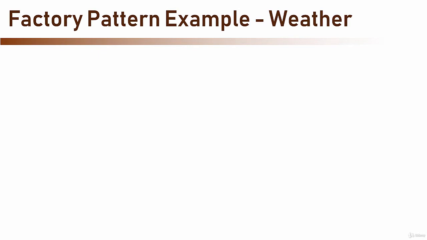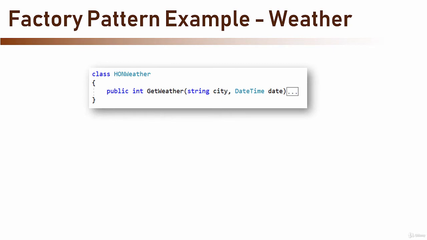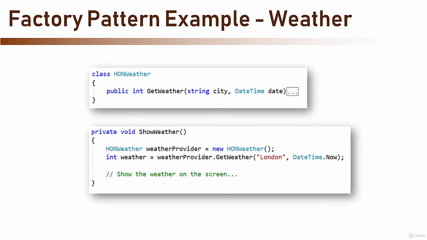How is it implemented? Well, let's look at an example. Say we have an application that needs to know the weather forecast in various cities around the world. Now, there are multiple providers of weather forecasts, and the developers decided to go with a provider named Hot or Not Weather. They created a class called HON, or HON Weather, with a method named GetWeather that accepts the city name and the date. The GetWeather method returns a number which represents the temperature in the given city on the given date. Here's an example of a code using this class.